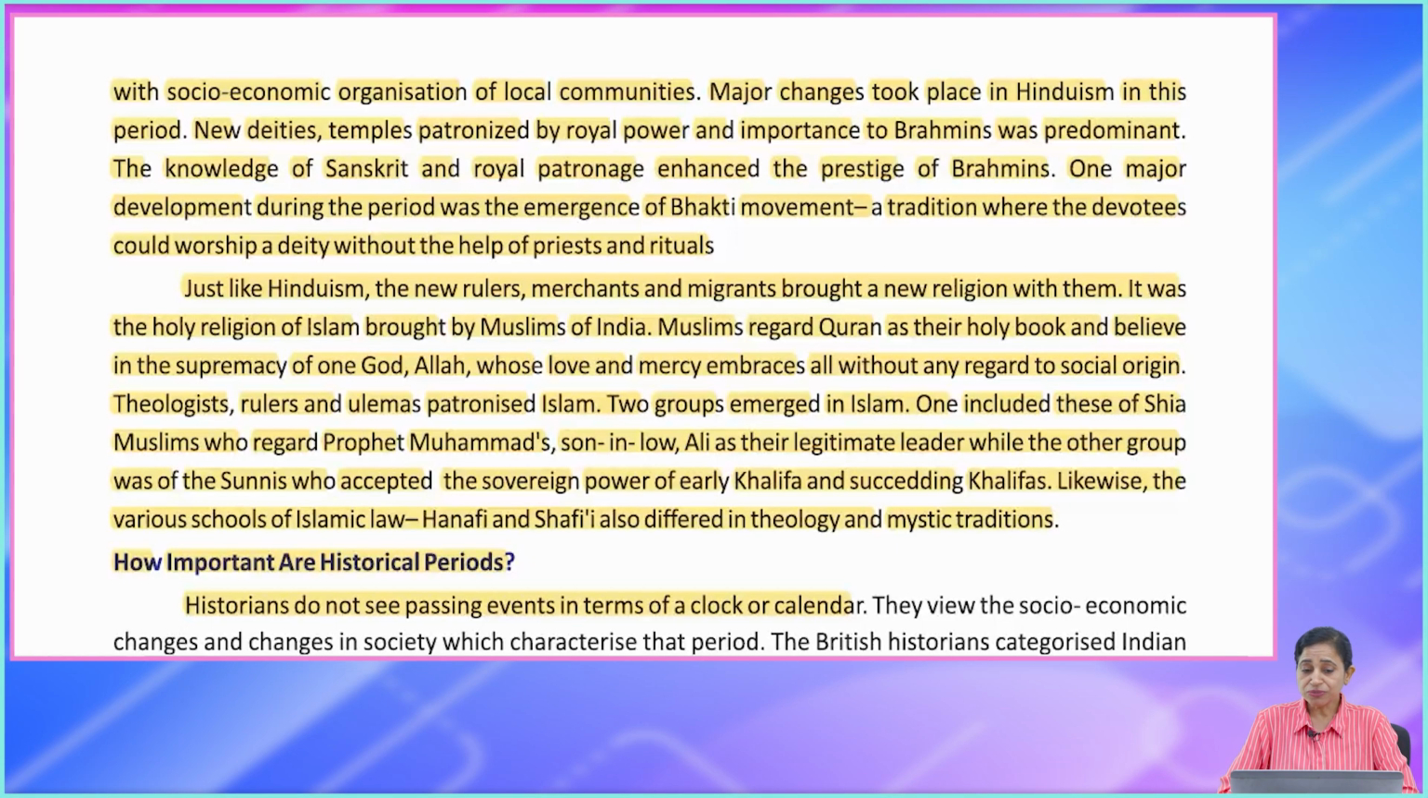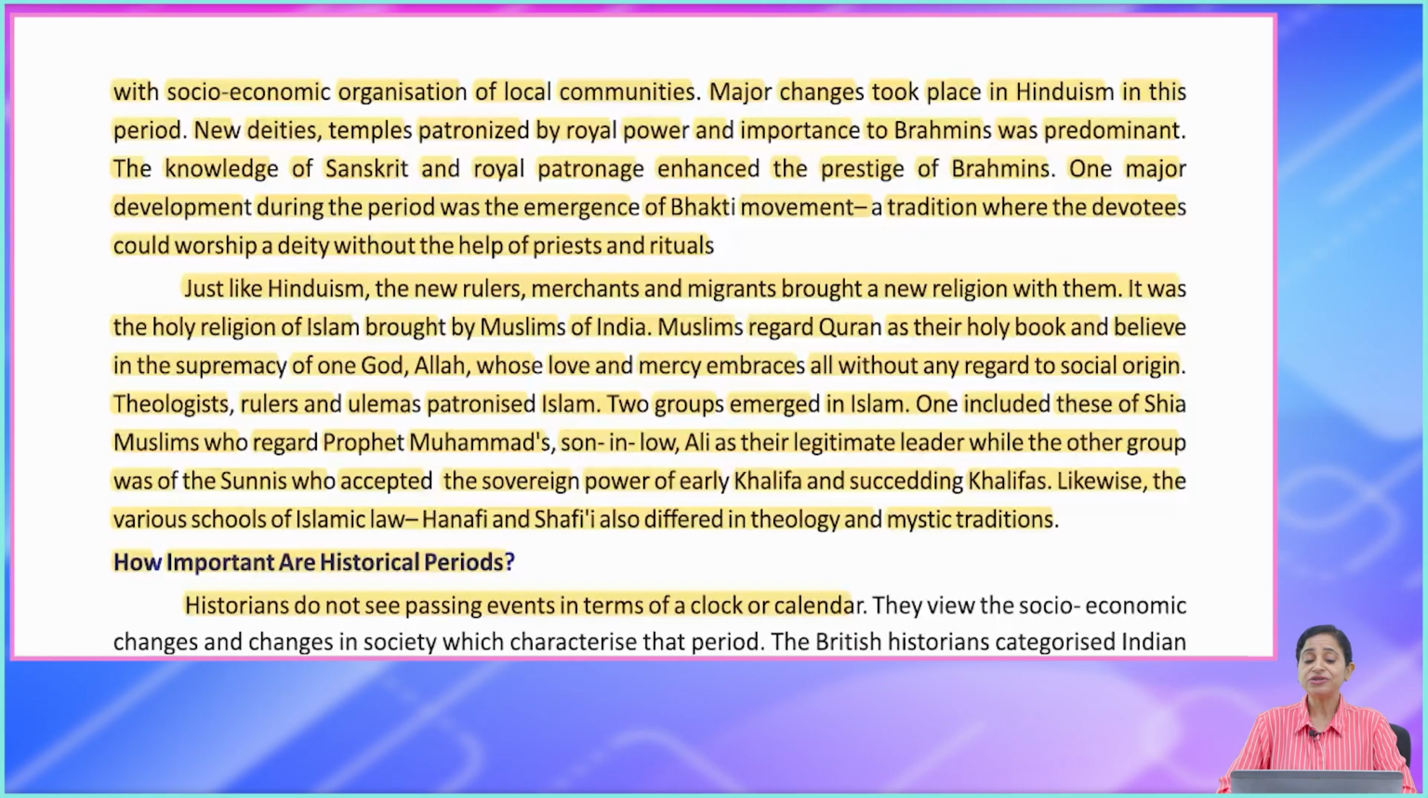Just like Hinduism, the new rulers, merchants and migrants brought a new religion with them. It was the holy religion of Islam brought by Muslims to India. Muslims regard the Quran as their holy book. As you people know, the Quran is read by them, and they believe in the supremacy of one God, Allah, whose love and mercy embraces all without any regard to social origin.